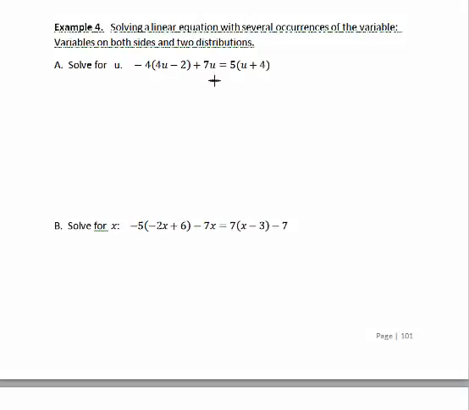Example 4, a lot of things going on. We have 3 variables, u, 2 on the same side, 1 on the opposite, and we have 2 sets of parentheses. So according to our guidelines, we take care of the parentheses first. So on the left, we could distribute the negative 4.